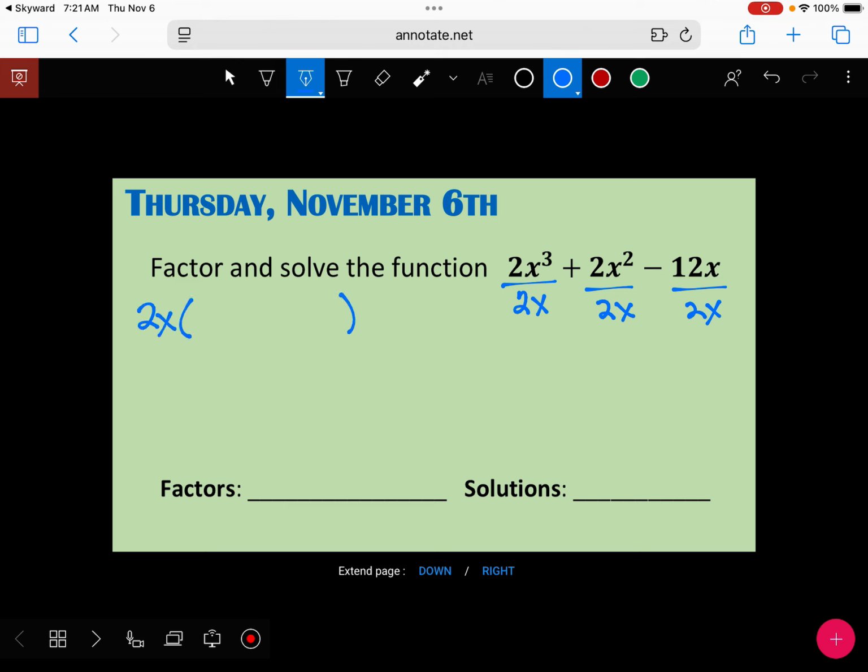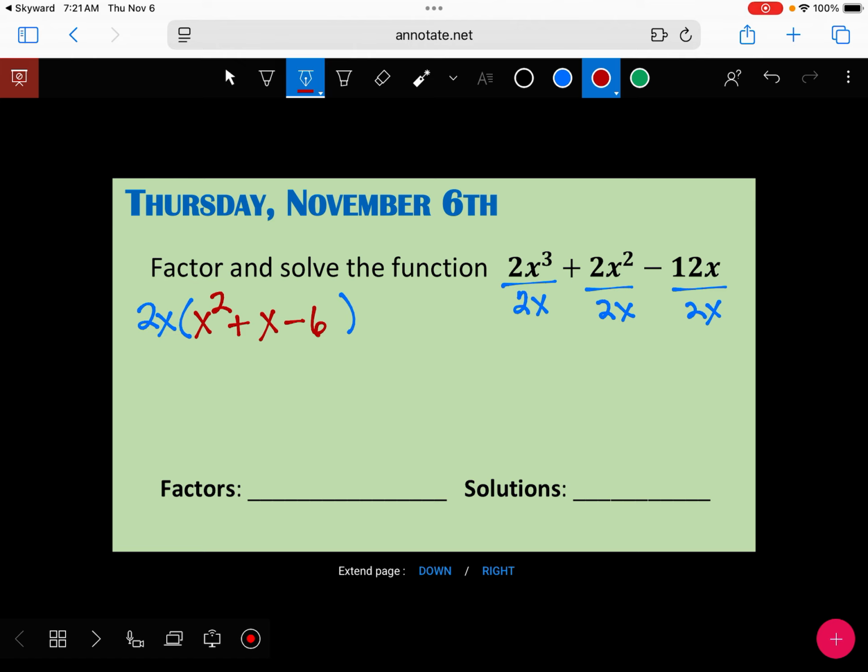Now, this was a question on the test, but a lot of you didn't finish it. You just took out the GCF, but you didn't finish it. So we're dividing the numbers, subtracting the exponents. So then that'll leave us with x squared. 2 divided by 2 again is 1x. And 12 divided by 2 is 6. But we're not done.